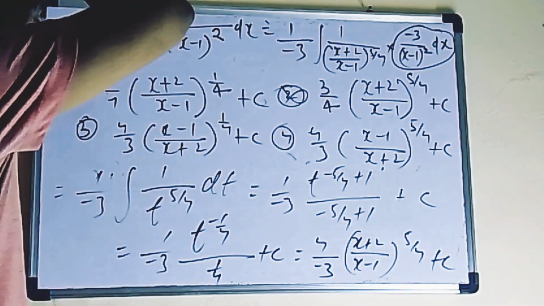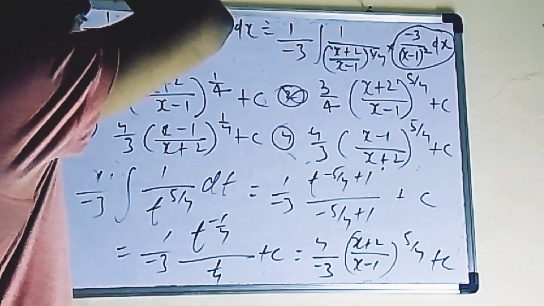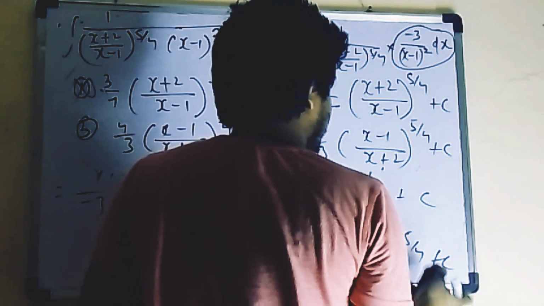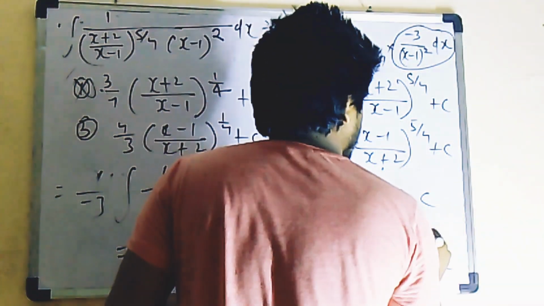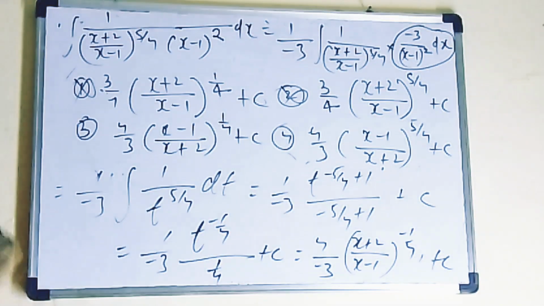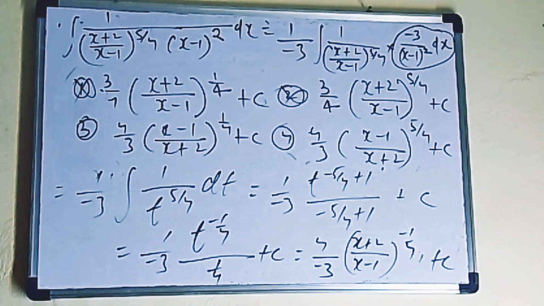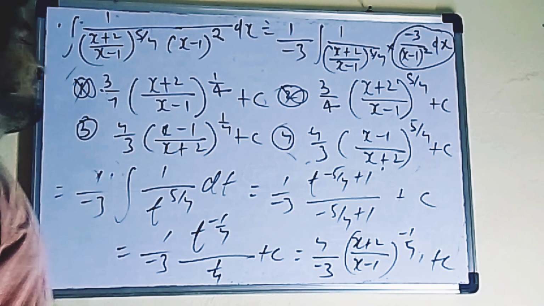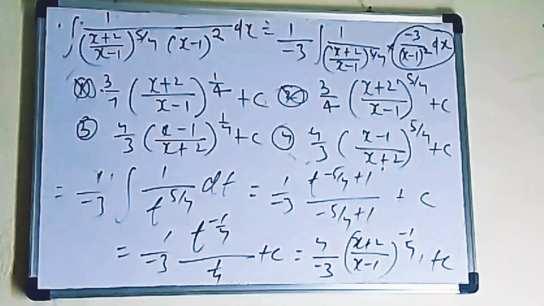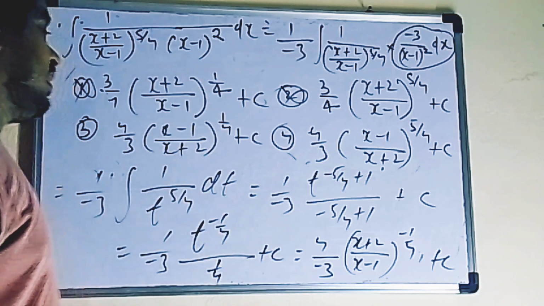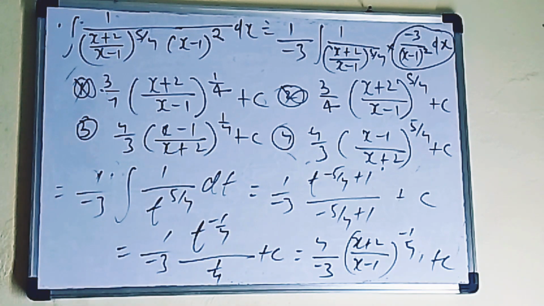Is it correct? No, not 5 by 4. No, it's minus 1 by 4. Okay, it's minus 1 by 4 here. Clear? In the options, if you observe, the given power is plus 1 by 4. So yes, you can write this as (x minus 1) divided by (x plus 2) power 1 by 4 easily. Clear? Tell me.